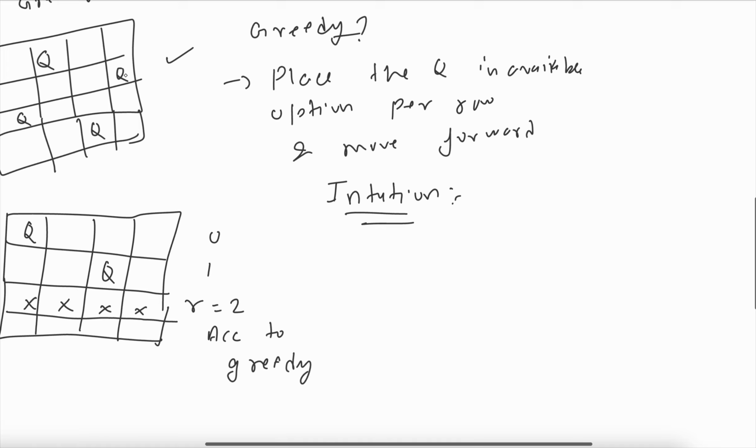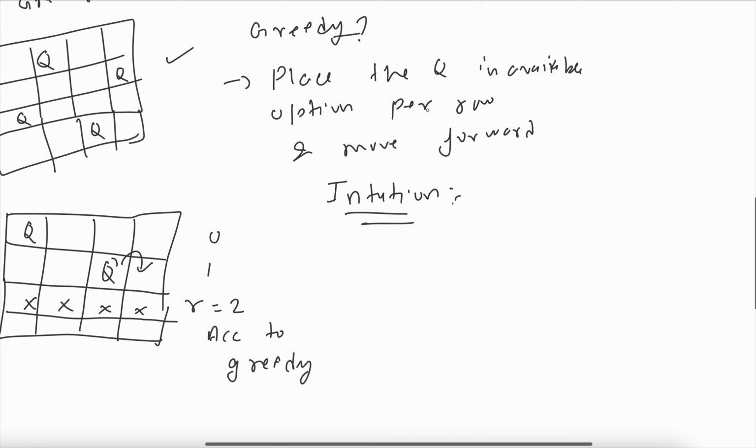Okay, you are making this promise, and if the promise fails somewhere, like in this case, then backtrack to your current scenario and change your promise. Okay, and make a new promise. So that's why it is an intuition for backtracking.